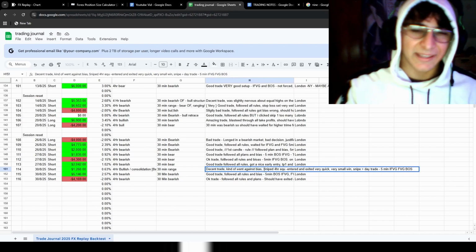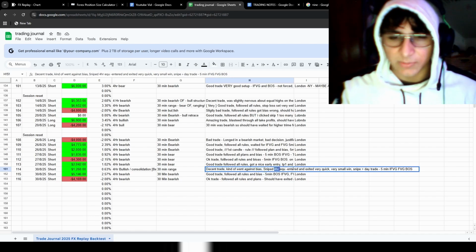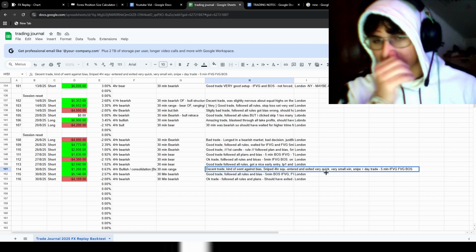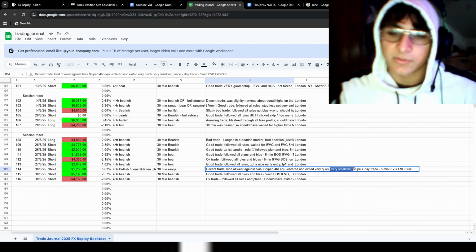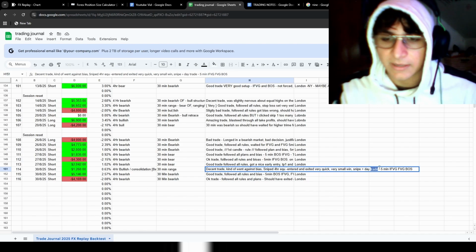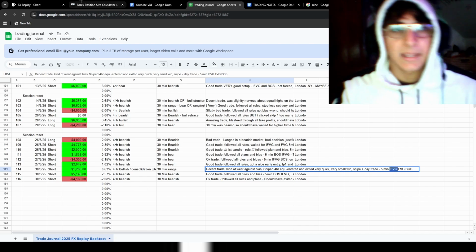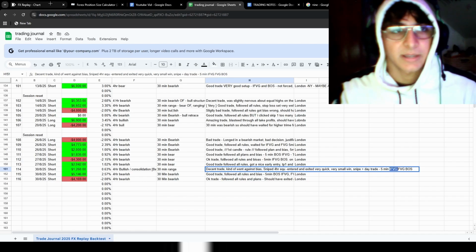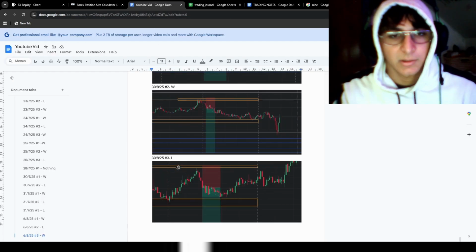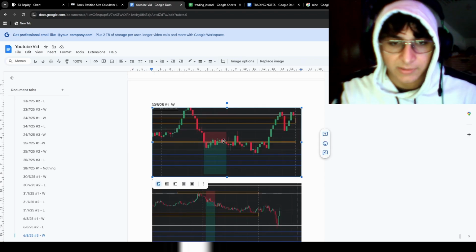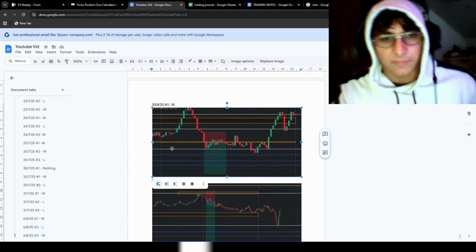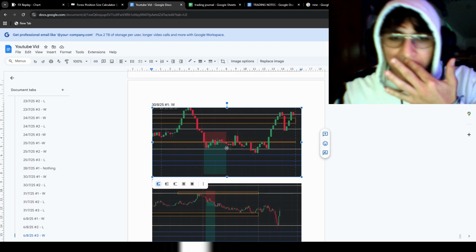We went against our bias, but we sniped a 4-hour equilibrium and exited very quickly. This was a very small win. It was more of a snipe than a day trade, and we entered on a 5-minute inverse fair value gap, break of structure, and a fair value gap. So here's the first one. As you can see, we entered on this line, and this 4-hour higher time frame equilibrium was our target.